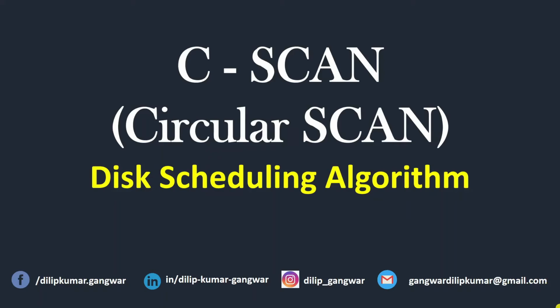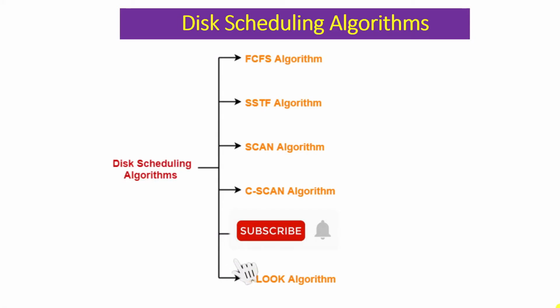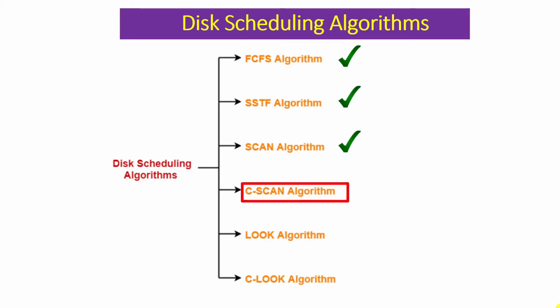Hey everyone, in this video we will understand the C-scan disk scheduling algorithm. In the last video we already discussed the FCFS, SSTF, and scan disk scheduling algorithms. In this video we will understand the C-scan algorithm, and the other name of this algorithm is circular elevator algorithm. The C-scan algorithm is basically a modified version of the scan algorithm.